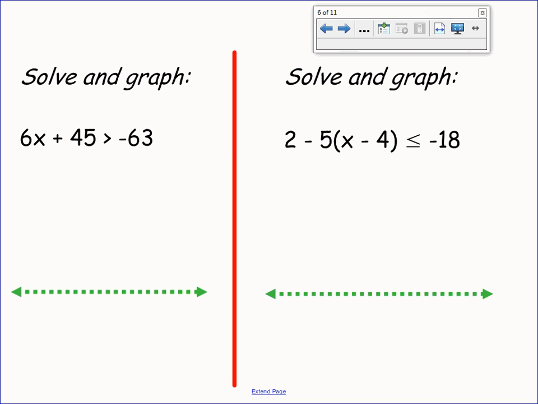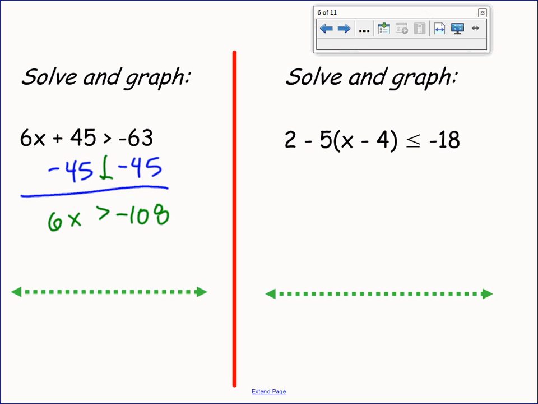Let's go ahead and do it. So guess what? Same inverse operation. I'm going to subtract 45 from both sides as my best first step. That will yield 6x on the left. Did I multiply or divide by a negative? No, I just did addition or subtraction, so I keep the symbol. On the right, negative 63 minus 45 is negative 108. Is that right? Negative 108.